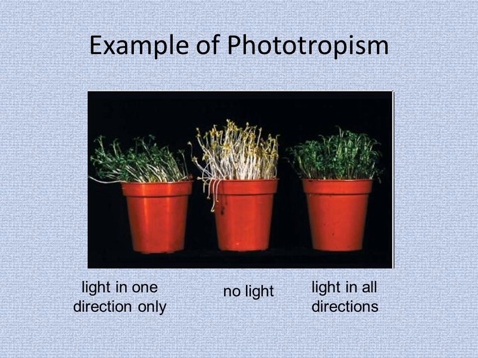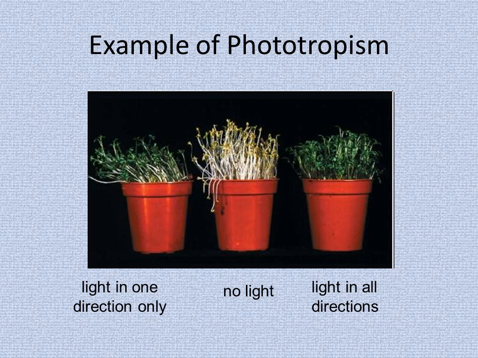The plant on the left had light coming at it in one direction only, and you can see that it's tilted towards the left so that it's looking for the light. The plant in the middle didn't have any light at all, so it is very light colored, its chlorophyll isn't activated, and not a whole lot is happening. And the plant on the right has light coming in all directions, so the stems and the leaves are growing in all directions.